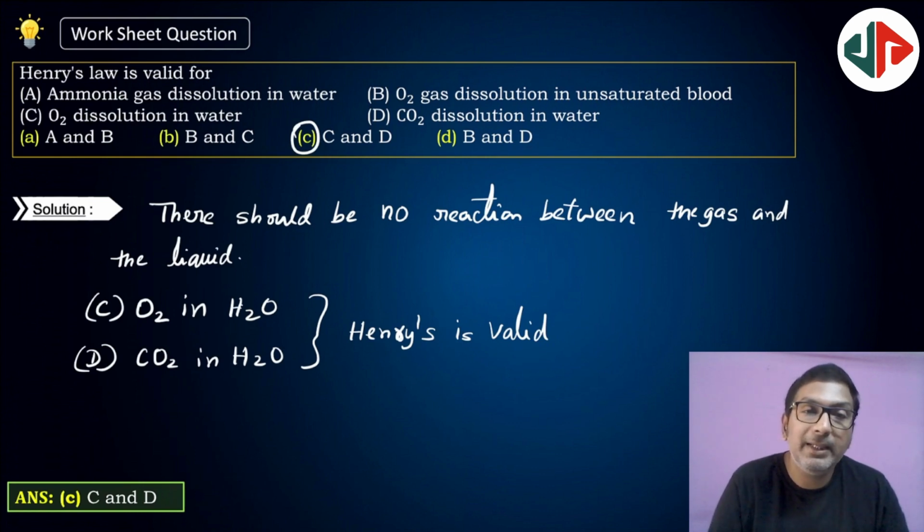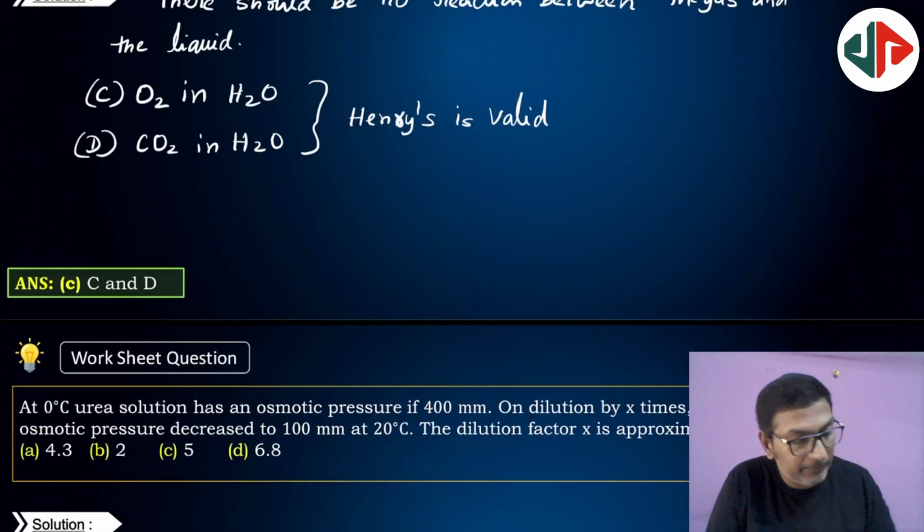Ammonia gas dissolved in water means there will be a chemical reaction between ammonia gas and water; it is highly soluble. Ammonia is highly soluble in water due to hydrogen bonding formation. O2 dissolution in blood is also highly soluble. So for C and D, we can apply Henry's law. Next.